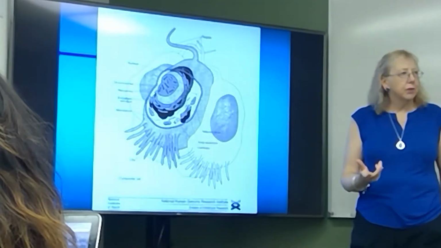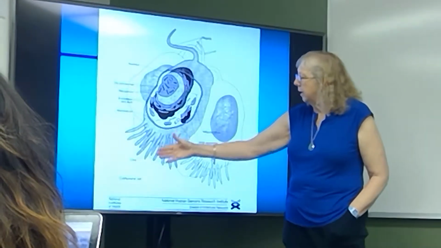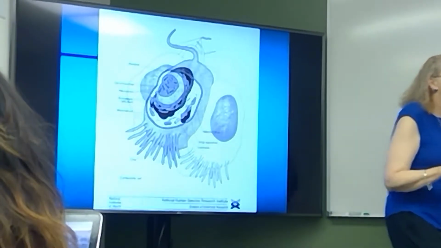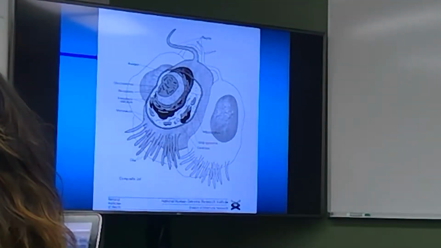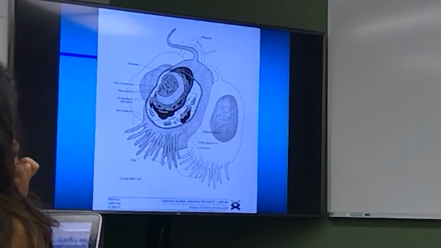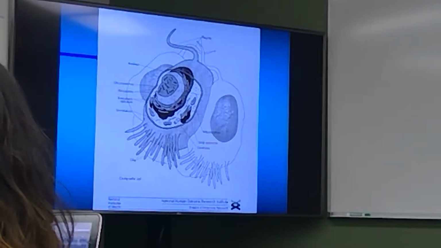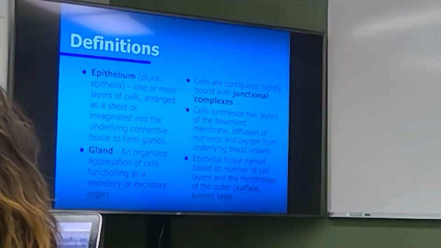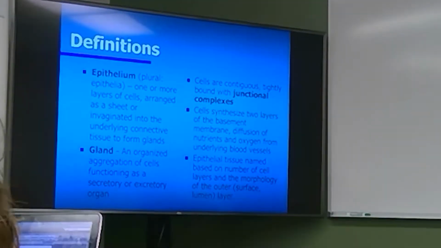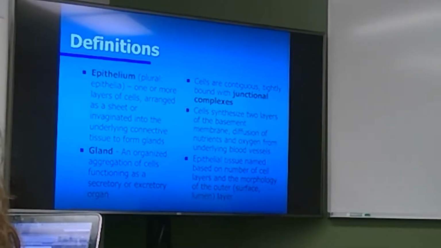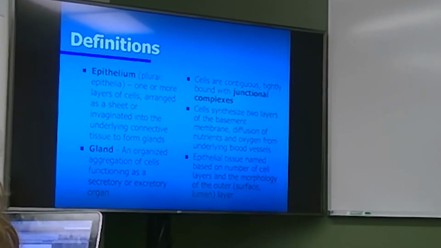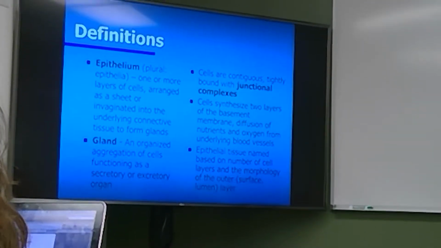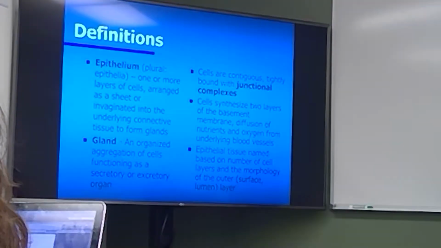The apical surfaces of cells can have specializations on them, as we'll see, particularly for the epithelia. As I go through each of these special tissues, I'm going to give you some definitions and key features, and we'll look at examples. So here's our definition for epithelium, plural epithelia: one or more layers of cells arranged as a sheet, or invaginated, pressed into the underlying connective tissue to form glands.